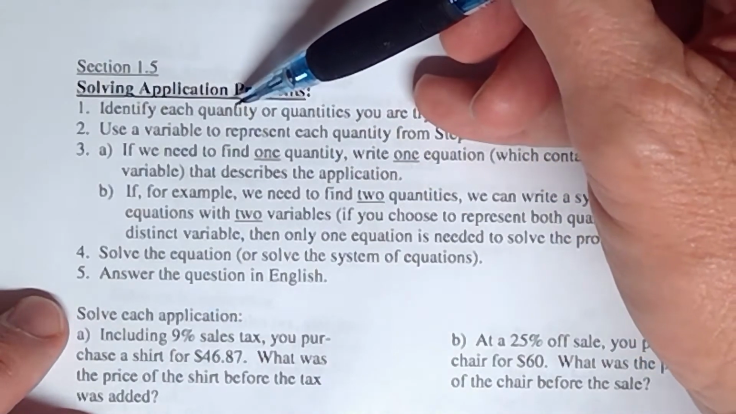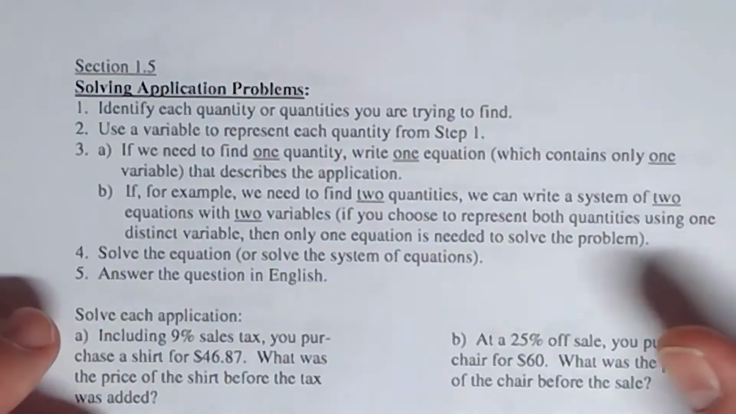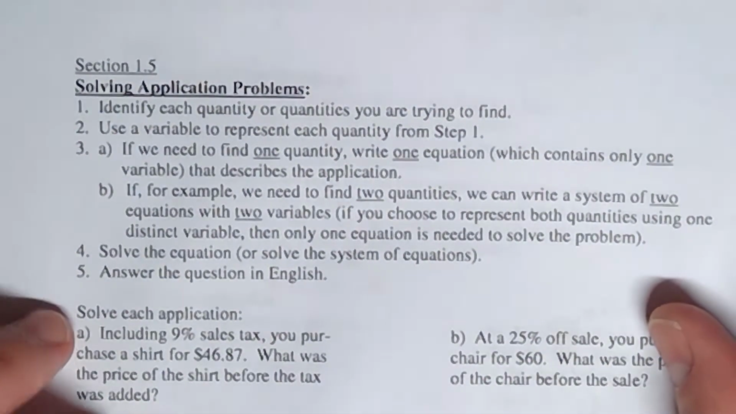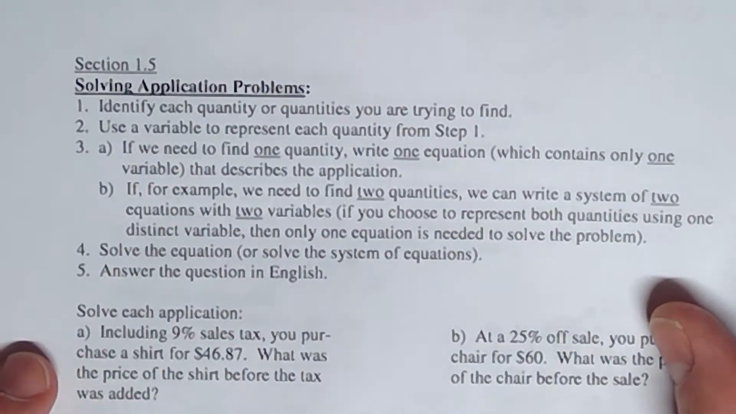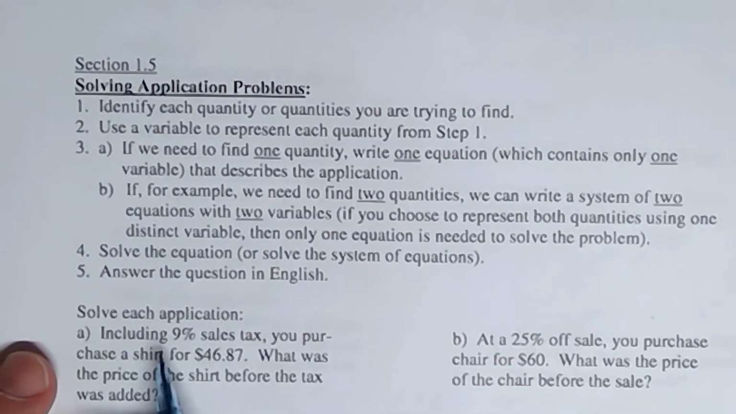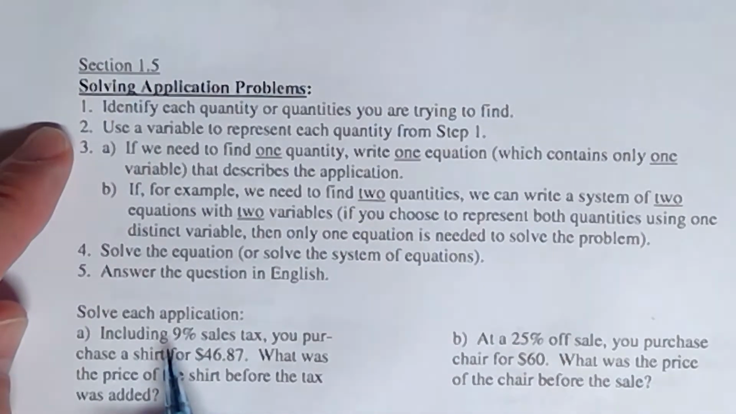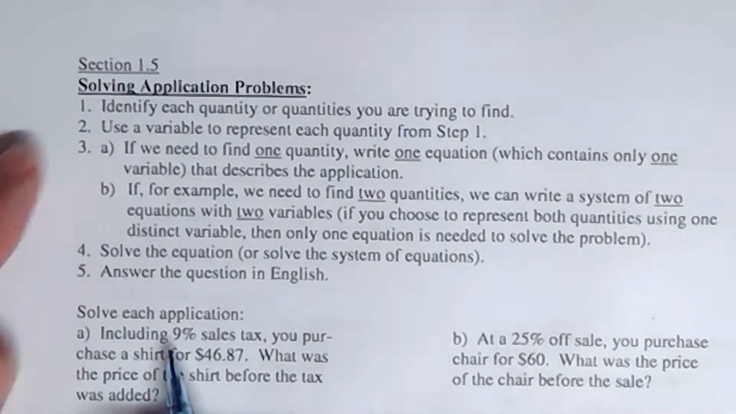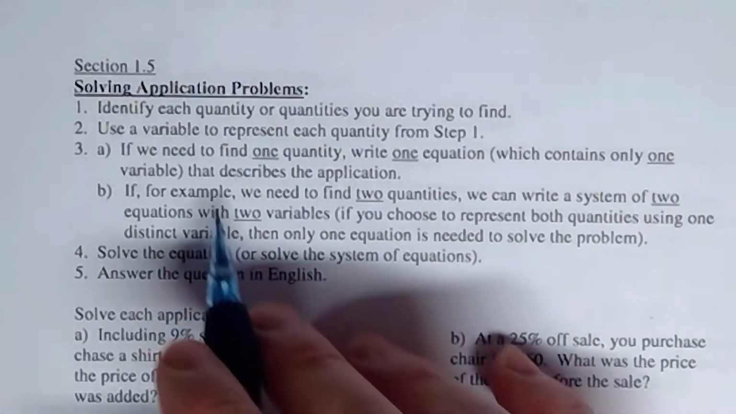It says identify each quantity or quantities you're trying to find. In other words, what are they asking for in the problem? And then in number 2, it says use a variable to represent each one of those quantities. So let's take a look at the first problem. Let's find out what they're asking for, number 1, and let's use a variable to attach to that. Okay, and I'll tell you why that's important to do that here in a second.